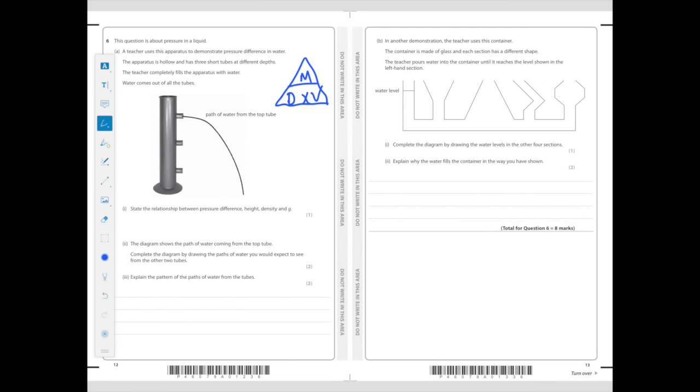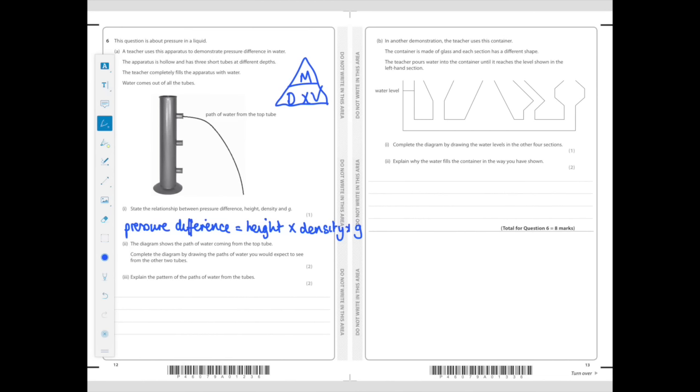So look, path of the water from the top of the tube. State the relationship between pressure difference, height, density and g. So I wouldn't use a triangle here, you do just need to learn this, and it is pressure difference equals height times density times g. That does not look like a g. Don't know why I can't draw that times properly.